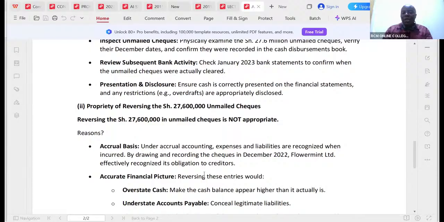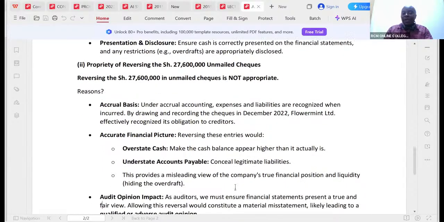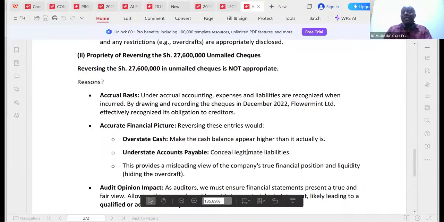Accurate financial picture: reversing these entries would overstate cash, making the cash balance appear higher than it actually is, understate accounts payable, and conceal legitimate liabilities. This provides a misleading view of the company's true financial position and liquidity, hiding the overdraft.